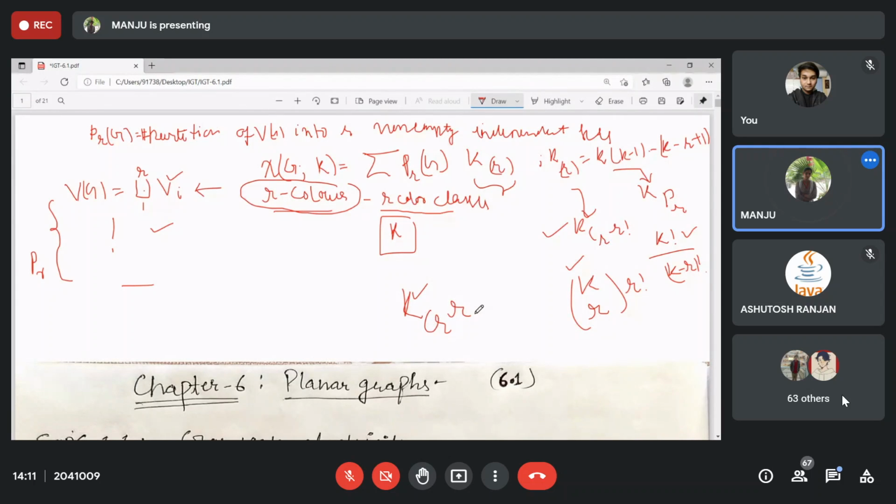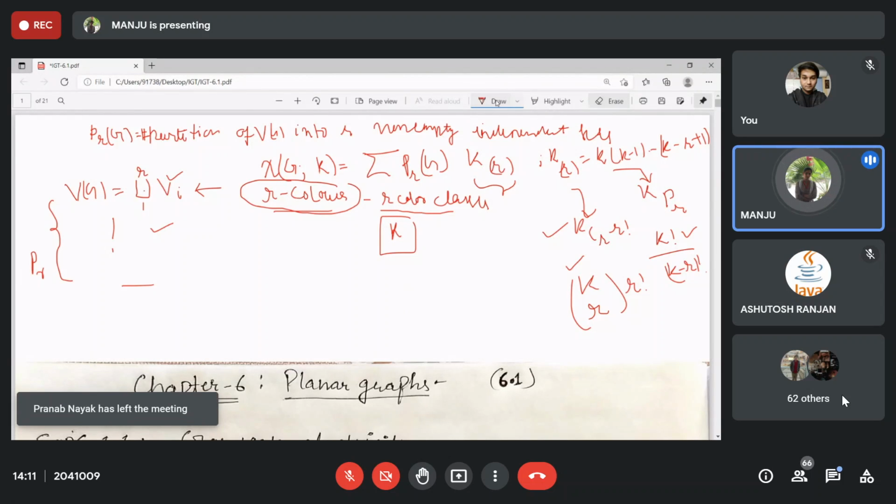But here permutation also matters, whether you are coloring the first vertex or second vertex, first set or second set. That gives you kCr into r factorial, or you can just say the number of ways is given by kPr, the permutation, represented by k sub r. There are this many ways to choose R colors to color this, for an R proper coloring. Similarly, you can have one proper coloring if it exists, two proper coloring, three proper coloring, and so on up to n proper coloring. Clear?